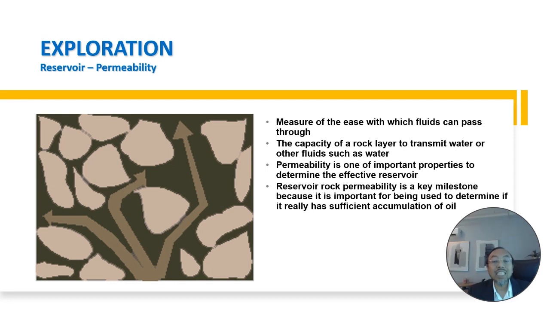Reservoir rock permeability is a key milestone because it is used to determine if there is really sufficient accumulation of oil. A rock that is both porous and permeable would make a good reservoir rock, as it allows oil and gas to move up through the pores in the rock closer to the surface where it can be extracted. The greater the permeability, the easier it is to extract the oil from the rock.